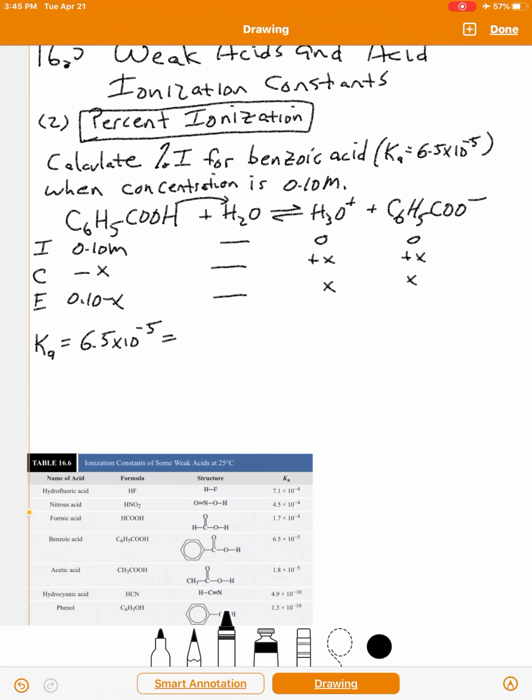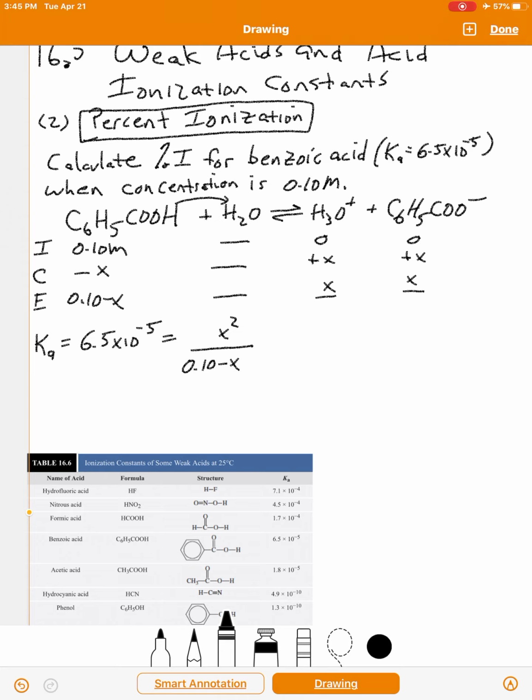That is equal to the products over the reactants. So X times X divided by the reactants, 0.10 minus X. Okay. Now, we could go through and punch this through and then solve using the quadratic formula, but let's use the same assumption that we used in the previous problem.